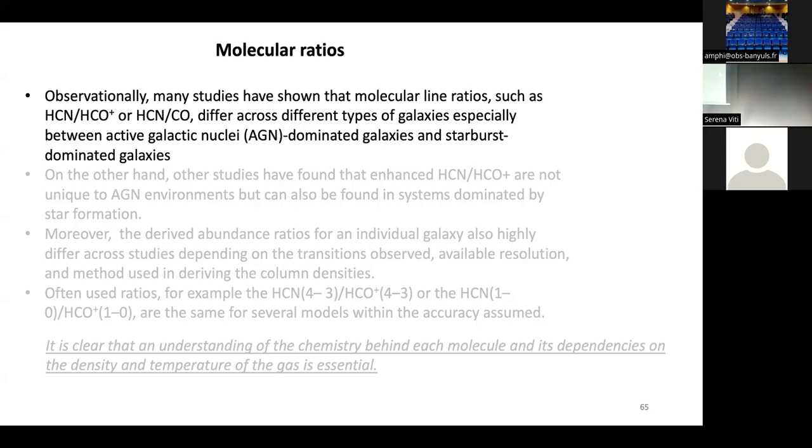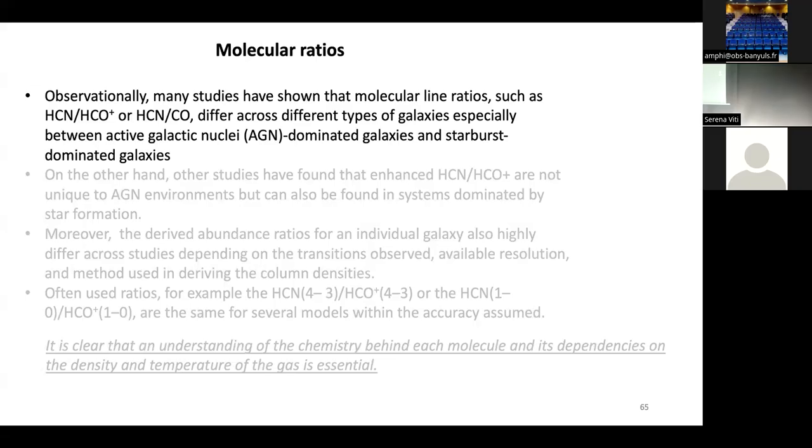I hope I'm now convinced that this is not the case, and as a consequence, molecular ratios can be used, but you have to be very careful to interpret them, because you might be observing a molecule that is coming from there and a molecule that is coming from there. And so taking the ratio means absolutely nothing because these two regions are unrelated, okay?